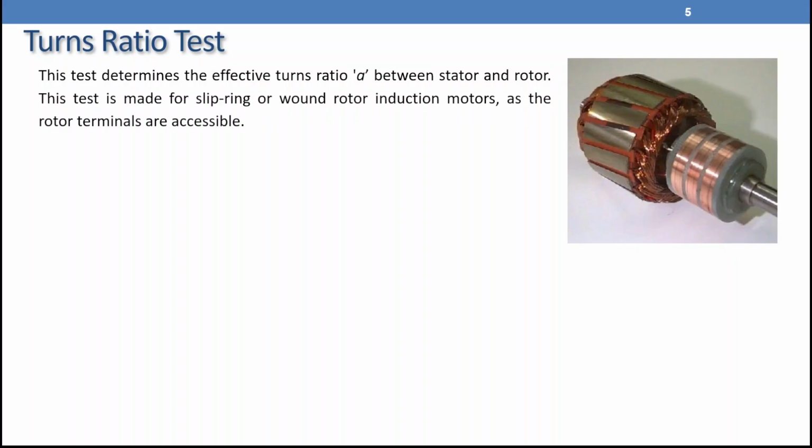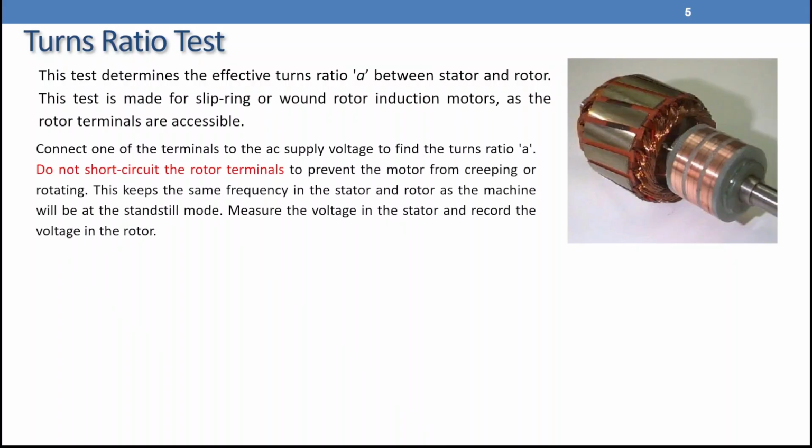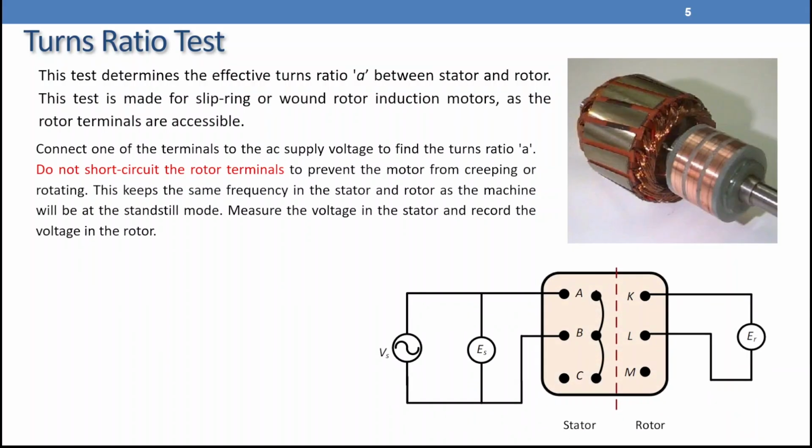For this test, we are going to connect the machine as we are going to see here, where we have the machine terminal box. The stator could be a star connection. We are going to apply an AC source between any two phases, A and B for example, but we are not going to short circuit the rotor, to prevent this machine from creeping or rotating. We need to make the stator frequency equal the rotor frequency. So if the machine is at standstill, F stator will be the same as F rotor.